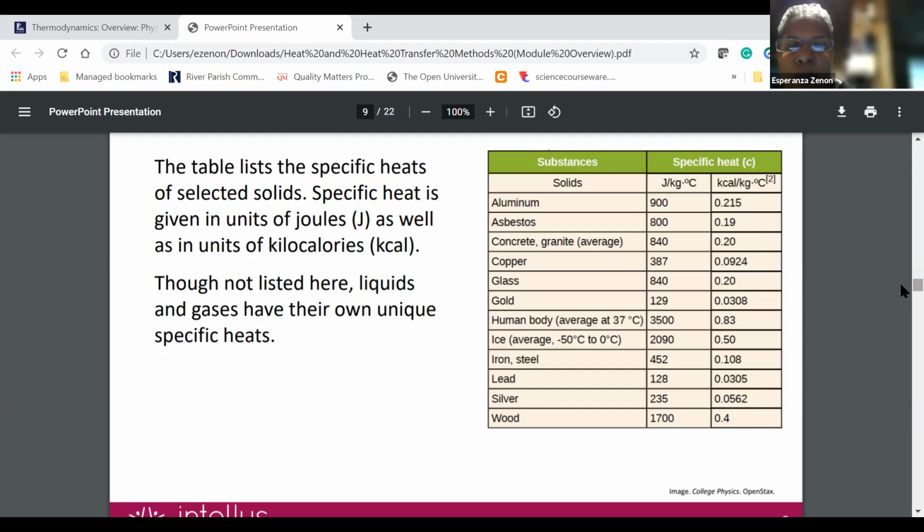They didn't list water on this table. If you look at the value for water, it's 4,184 joules per kilogram degree C. Water has the highest specific heat value of any of the substances listed here on this table.